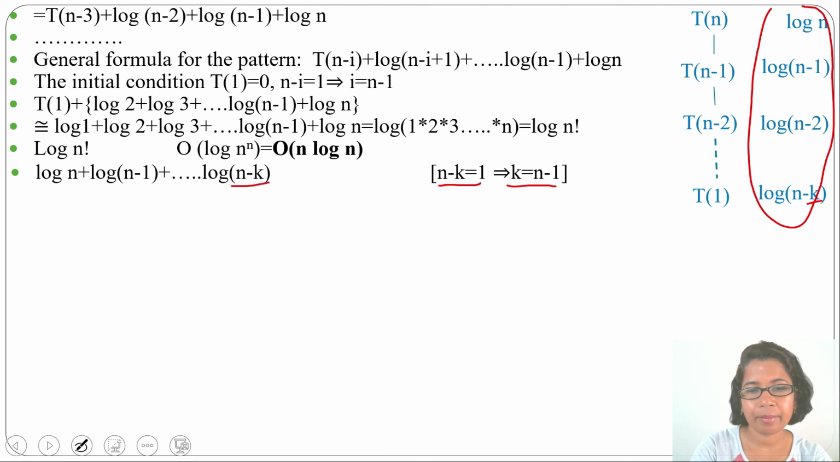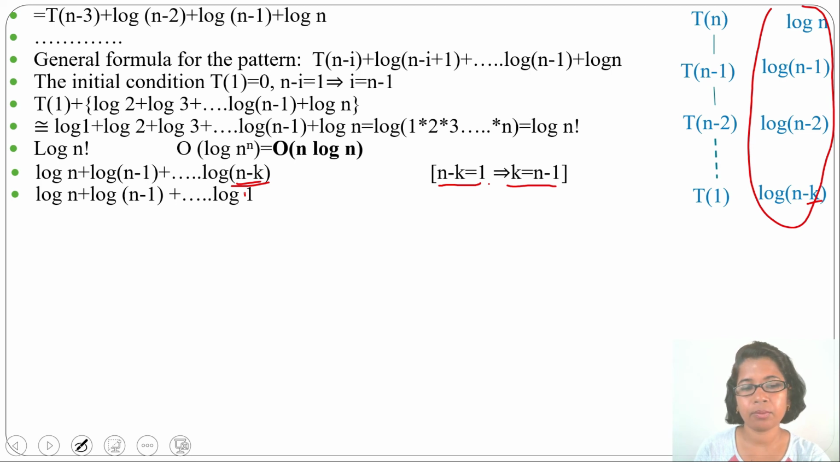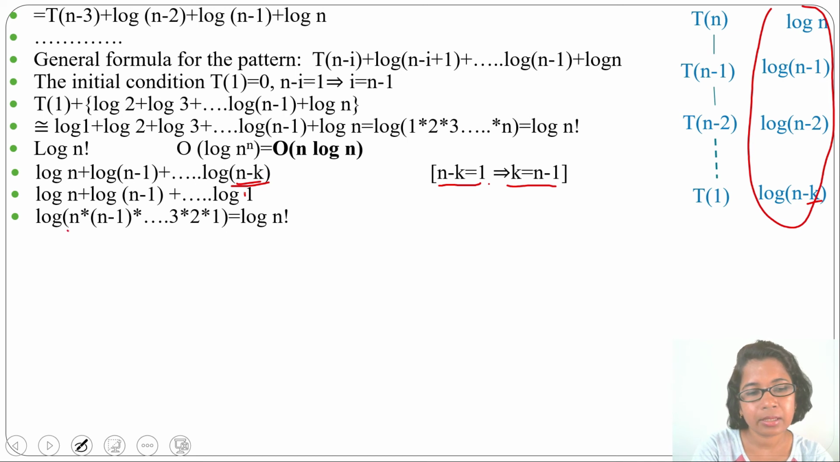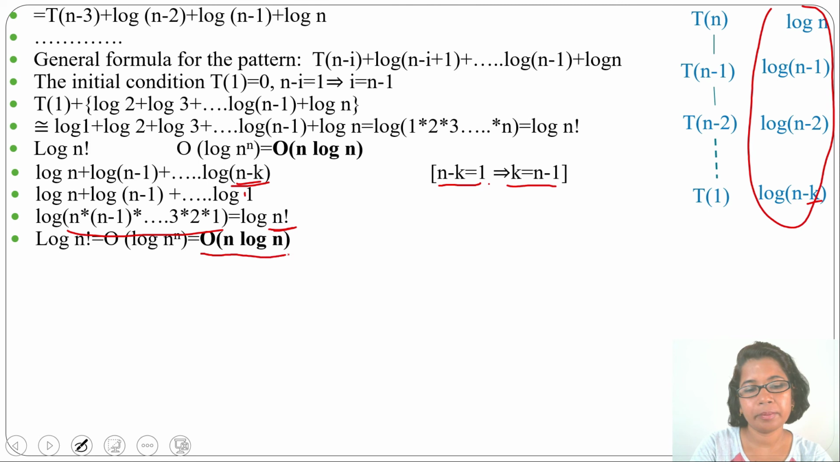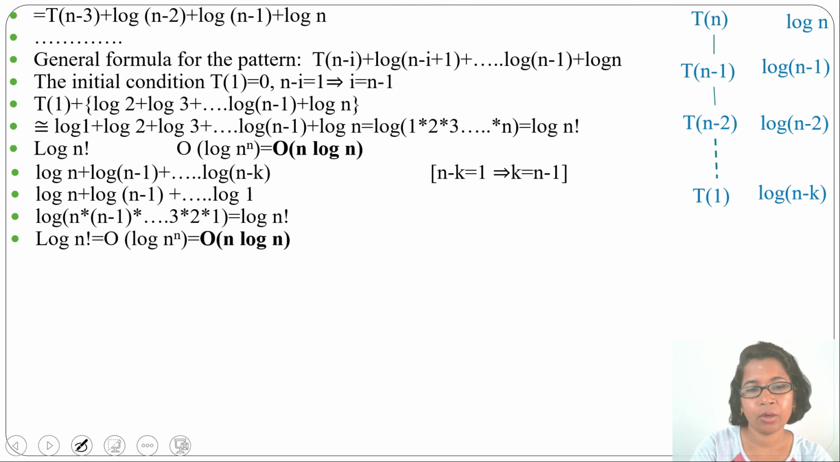Now in place of n minus k, substitute 1, we'll get log n plus log(n minus 1) up to log 1. Now we can take log as common, so it will be n multiplication (n minus 1) up to 3 multiplication 2 multiplication 1, and this is nothing but n factorial. For log n factorial, its upper bound will be big O of log n power n. Our running time will be big O of n log n. We can take this n to the left side. We got the same running time in both the back substitution method and the recursion tree method.